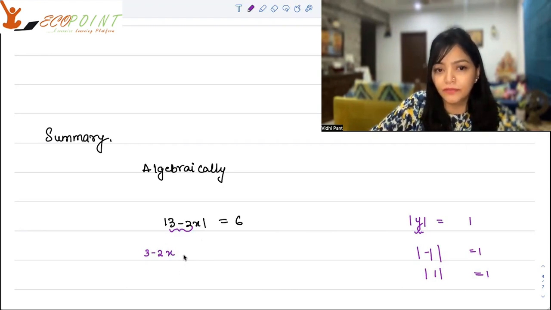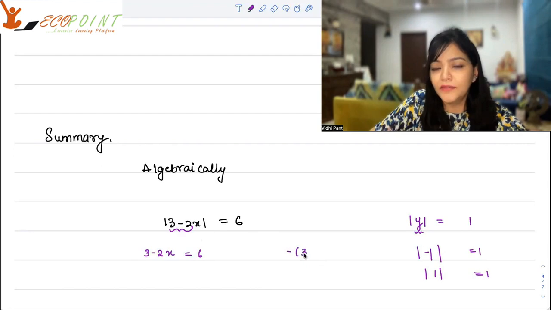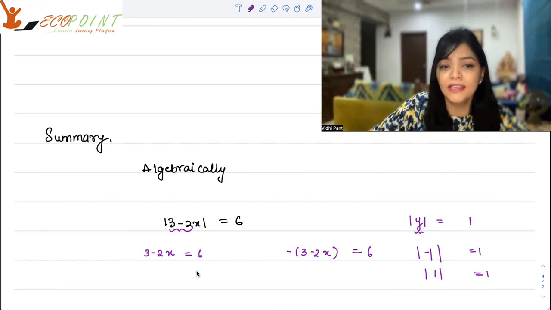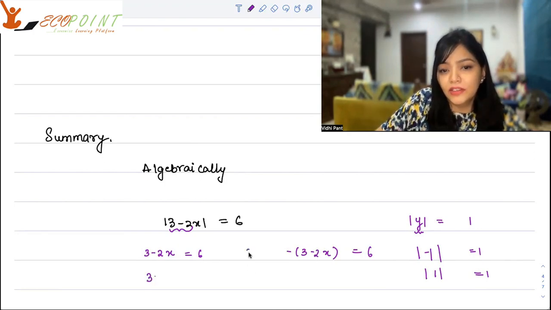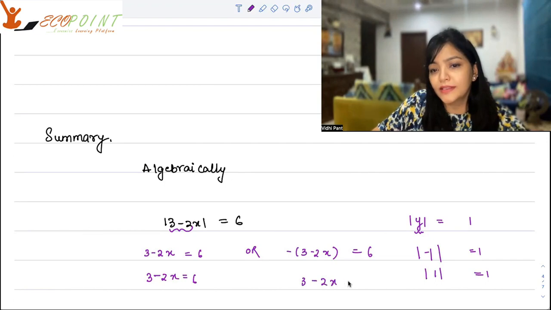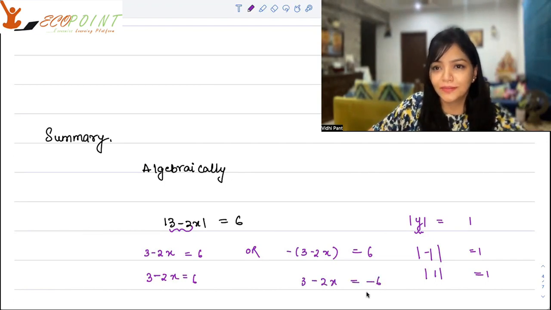is positive, then it needs to be equal to 6. The absolute value is equal to 6. Or if whatever is inside the modulus is negative, then also the absolute value is turning out to be 6. So what I can say is that two things are possible. Either 3 minus 2x is equal to 6 or 3 minus 2x is equal to minus 6. Under both the scenarios, I'm going to get the absolute value as 6.